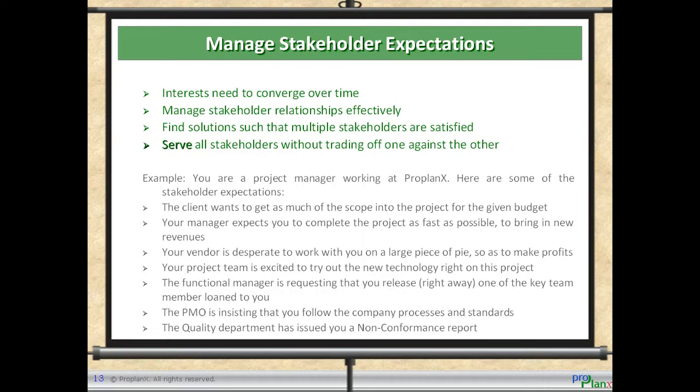The functional manager is requesting that you release right away one of the key team members loaned to you. The PMO is insisting that you follow the company processes and standards. The quality department has issued you a non-conformance report. And we can go on. Now it becomes apparent how you are expected to use multiple skills in managing the stakeholders to ensure a successful project.